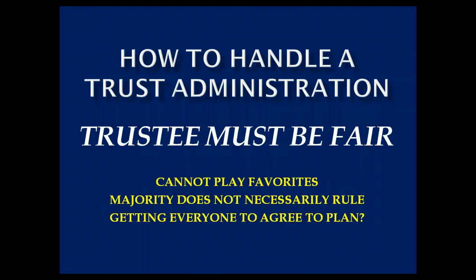The trustee has to be fair. This is one of the most difficult things to do as the trustee, trying to be even-handed about everything. You cannot play favorites. You might have a favorite sibling or a favorite cousin or a favorite uncle, but you cannot play favorites, and sometimes you might find yourself tempted to do so. Also, majority does not necessarily rule. You can't just take votes and say, okay, let's just do it this way because we have a vote. You have to see what the trust says. You see, the trust is a legal document and you have to follow it. It's not just general guidance. It's a legally enforceable document, and if you don't follow it, you can be in trouble.